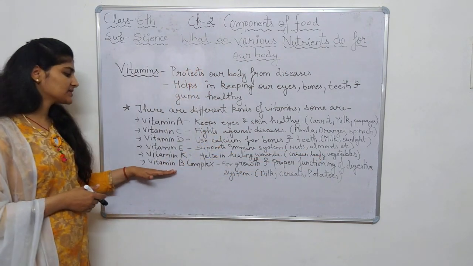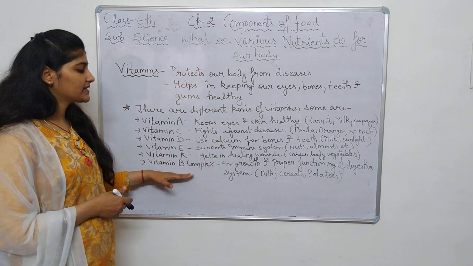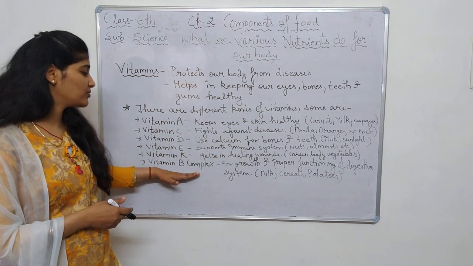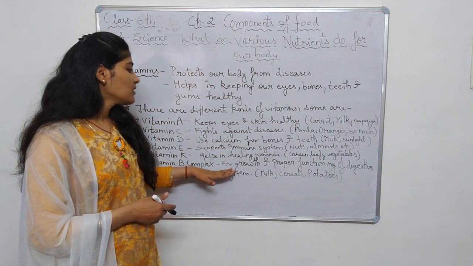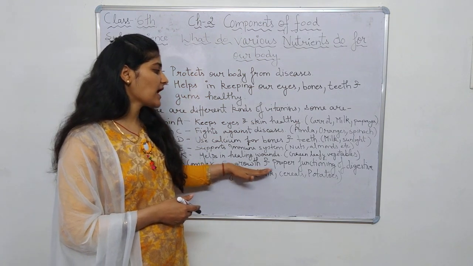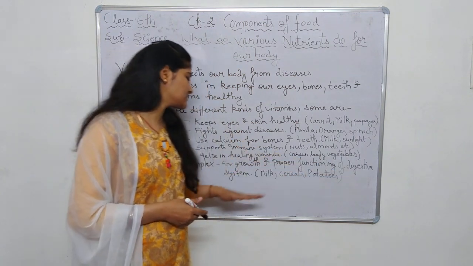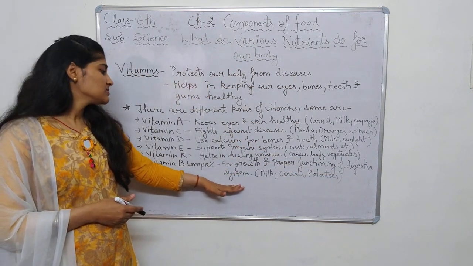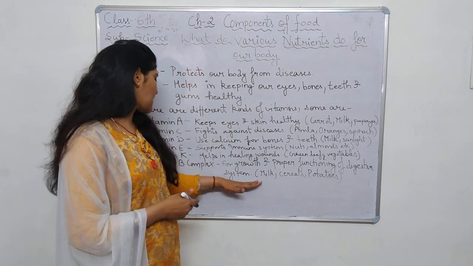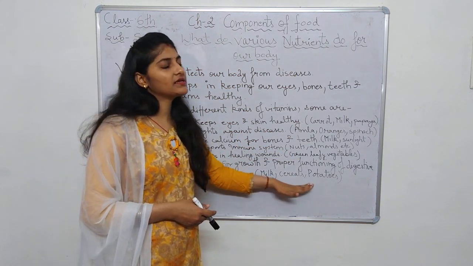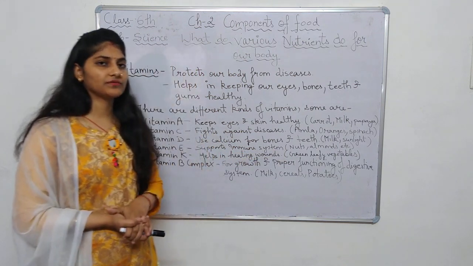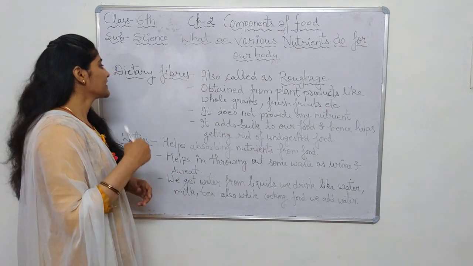And coming over to the next, vitamin B complex. It has various subtypes as I have told you just now. So it helps in growth and proper functioning of the digestive system. So we get vitamin B from milk, cereals, potatoes, etc.